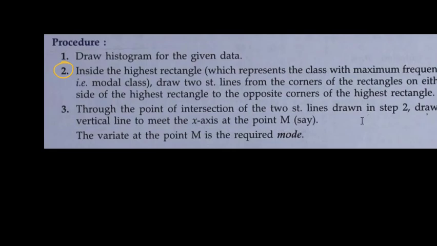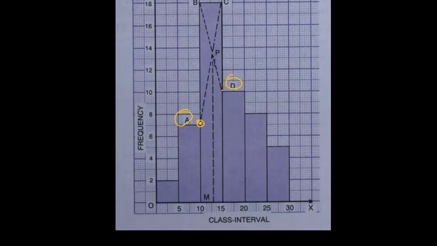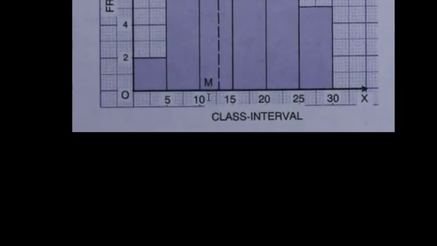And the third stage, third point, you see: through the point of intersection of the two straight lines drawn in step number 2, draw a vertical line to meet the x-axis at the point M. So from the point of intersection you have to draw a vertical line. Now this vertical line intersects the x-axis here.